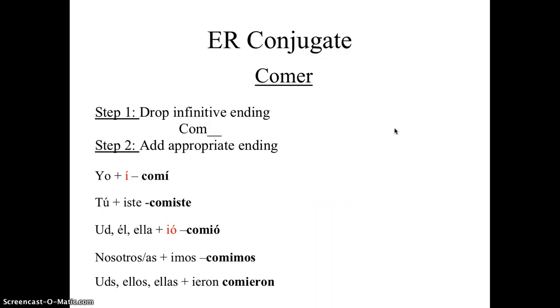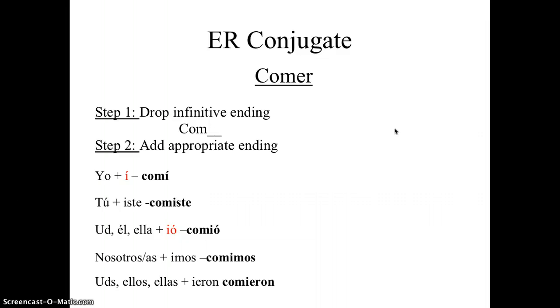So now let's take a look at what this means. We'll take an ER verb as an example. The verb comer, which means to eat. So the first step in conjugating this verb is to drop the infinitive ending ER. This gives us com. Now we have to add the appropriate ending. So let's do this for all of our subjects.